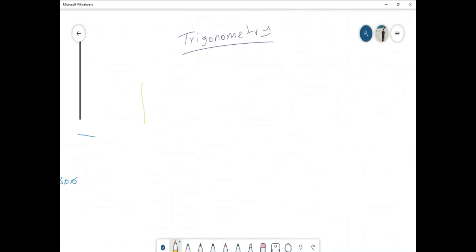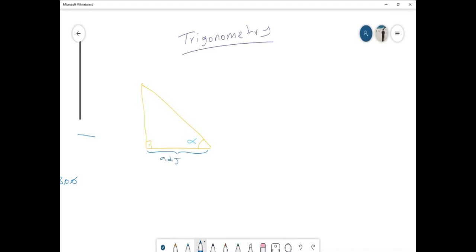Let's say we have a right triangle like this, and here is our angle. Let's say this is alpha, and this is 90 degrees. If this is alpha, this side will be adjacent to it, right? We call this adjacent.